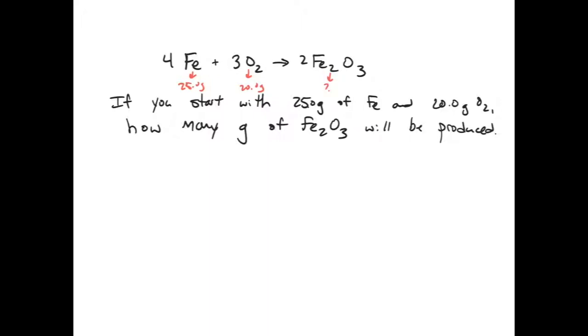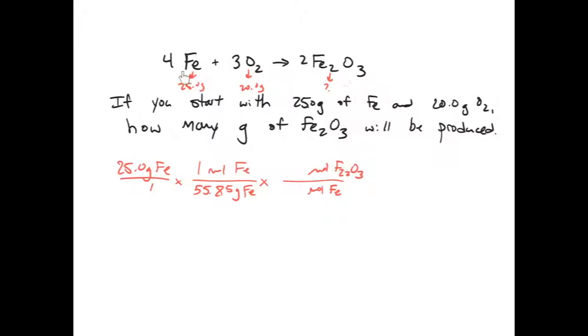So I start the first of the two problems using the 25.0 grams of iron over 1, multiplied by 1 mole of iron, and I look up the molar mass of iron, and it is 55.85 grams per mole. Next up, I write out moles of Fe down on the bottom right and compare that to the moles of Fe2O3 in the top right, because I'm going to do the mole to mole step. And I'm going to put 2 for the top and 4 for the bottom. So 2 on the top, 4 on the bottom.